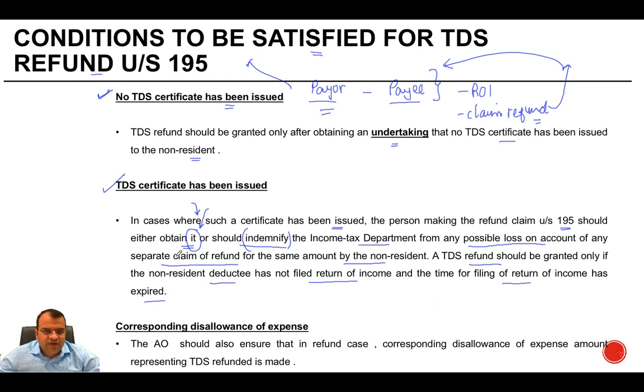This is self-explanatory. Corresponding disallowance of expenses. The AO should also ensure that in a refund case, the corresponding disallowance of the expense amount representing TDS refunded is made. So suppose you claim a deduction of 100, or actually 100 is the amount you paid to the non-resident, you deducted 10 as TDS and remitted 90 to the non-resident. The deduction which will be allowed to you will only be for 90. This corresponding amount will not be allowed as a deduction.